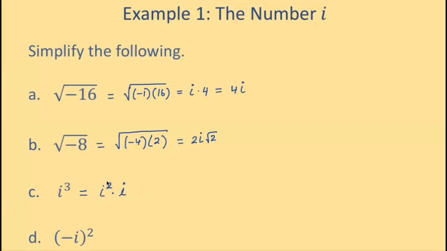The reason I wrote I squared is I know the value of I squared. How much is I squared? Negative 1. That's right. Negative 1 times I. How much is negative 1 times I? Negative I. That's right. Negative 1I, which is simply written as negative I.